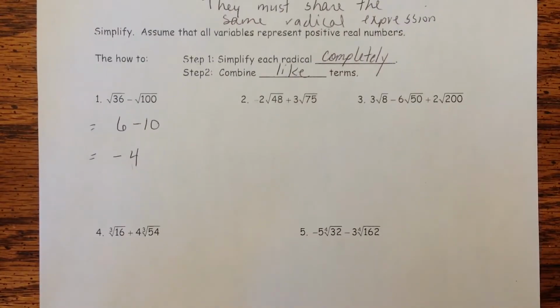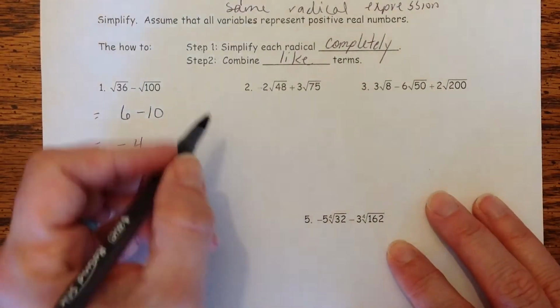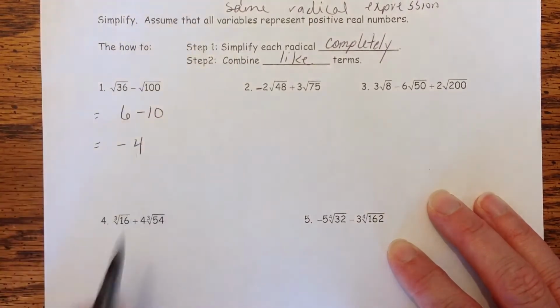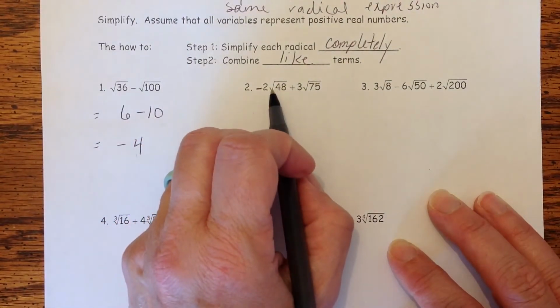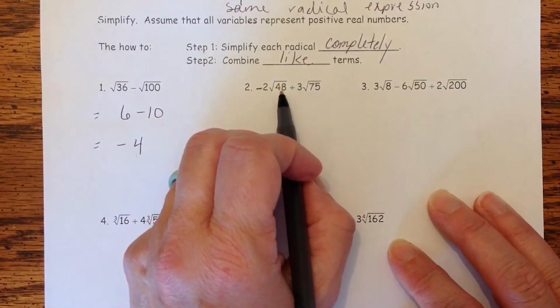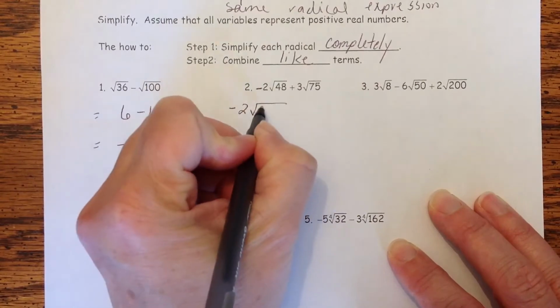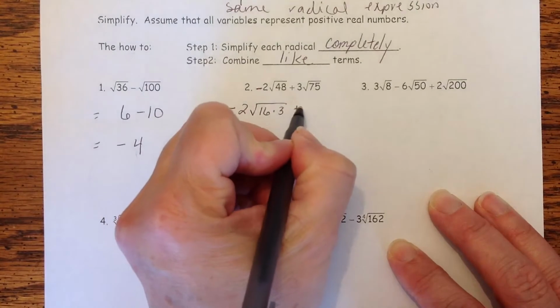Now number 2 gets a little bit more complicated because the square root of 48 is not a perfect square, so you can't do that completely here, but we can revisit 7.3 where we simplified radicals. Since this is underneath a square root, I want to think about the biggest square that goes into 48, which would be 16. So I get negative 2 square roots of 16 times 3 plus 3.